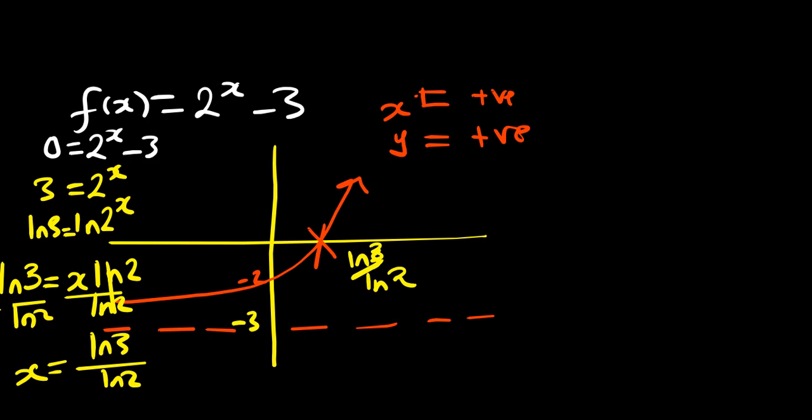Okay, let's solve the last question on exponentials. Let's say you have f of x is equal to 2 minus 4 to the power, let's say, negative x. How are you going to solve this one?